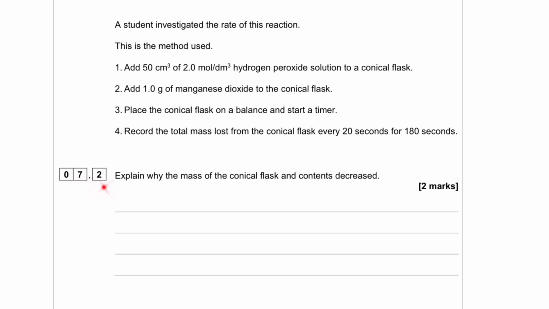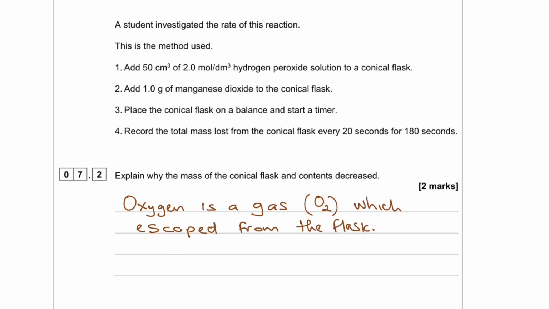Question 7.2. Explain why the mass of the conical flask and contents decreased. Oxygen is a gas, O2, a diatomic gas, which escapes from this flask. So it's the escape of oxygen that reduces the mass.